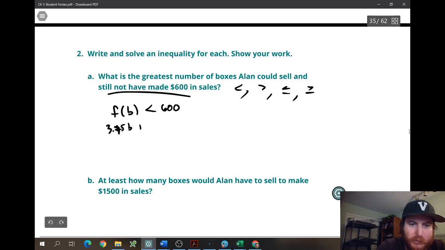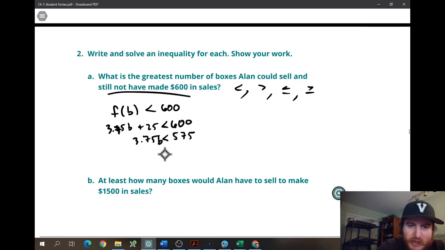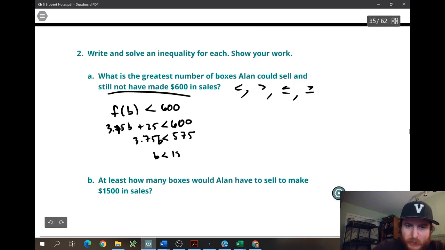3.75b plus 25, less than 600. Sorry, we'll subtract 25 from both sides. That's my fault. We get 575. Should be a b there. Then we'll divide both sides by 3.75. And on this one, when we divide by 3.75, we get 153.3 repeating.